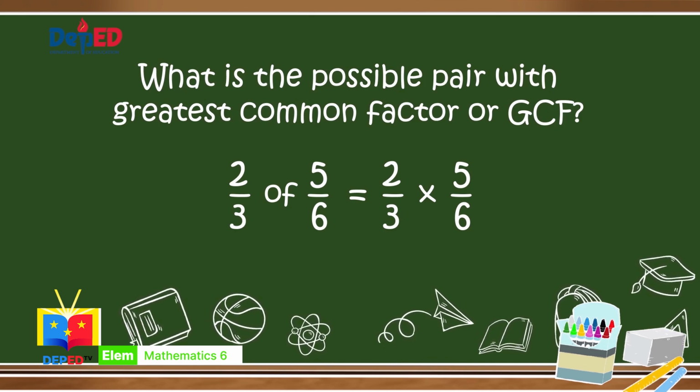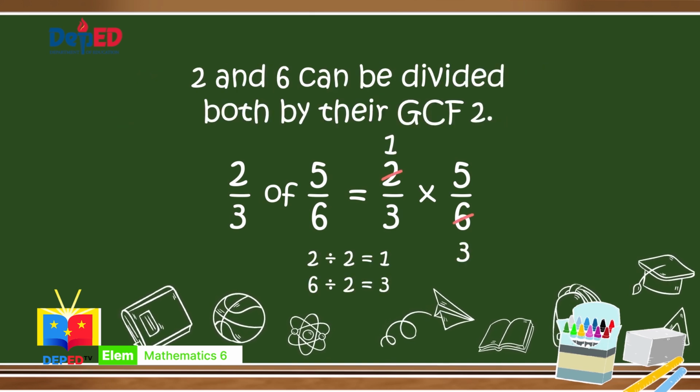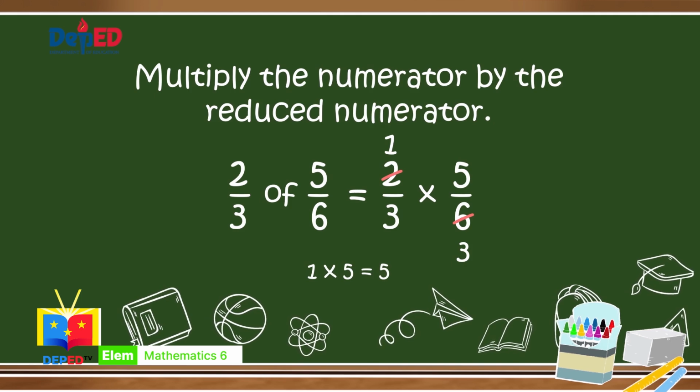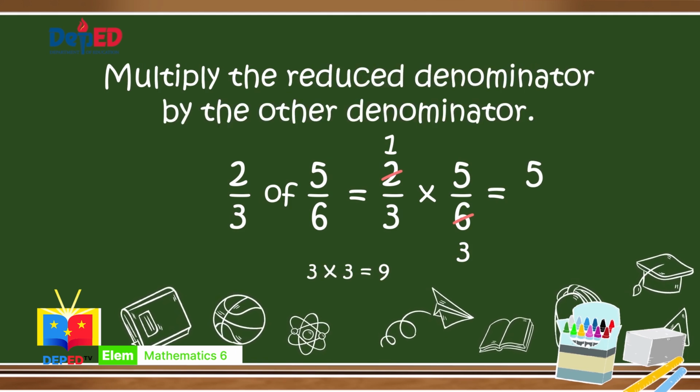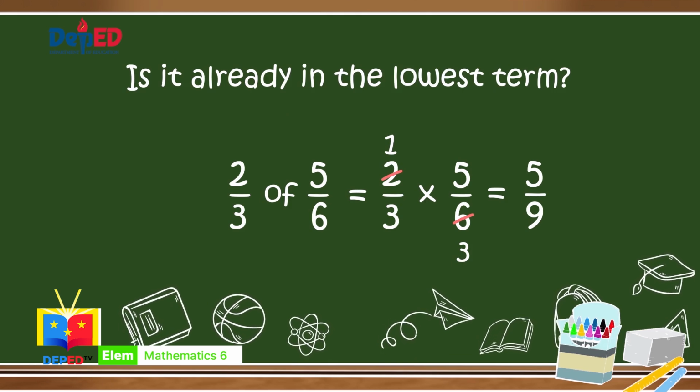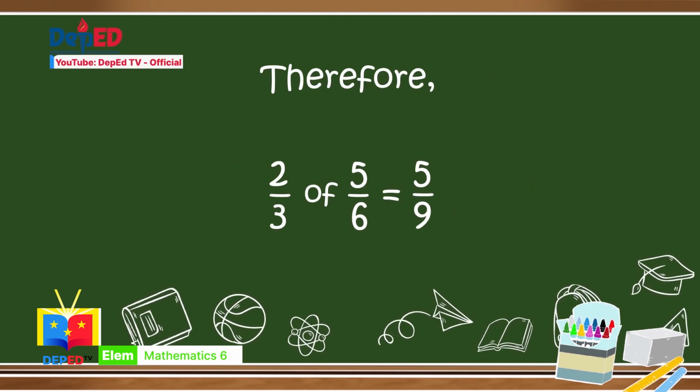Yes, 2 and 6 can be divided both by their GCF 2. 2 divided by 2 equals 1. 6 divided by 2 equals 3. Multiply numerator by the reduced numerator. 1 times 5 equals 5. Multiply also the reduced denominator by the other denominator. 3 times 3 equals 9. We have 5/9. Is 5/9 already a lowest term? Yes. Therefore, 2/3 of 5/6 equals 5/9.